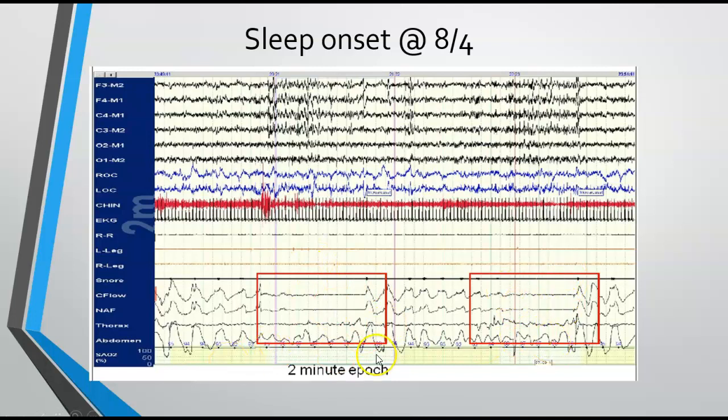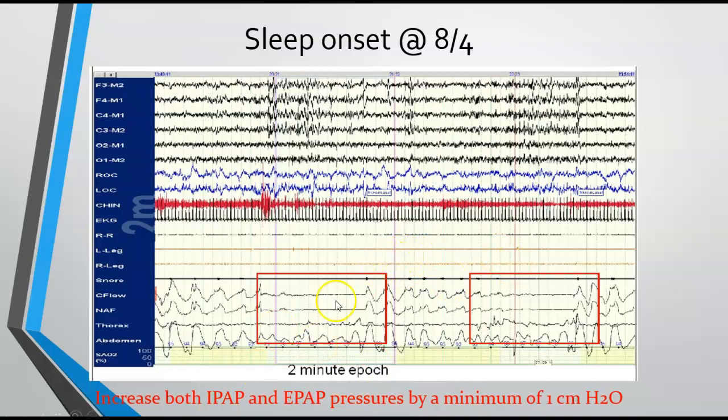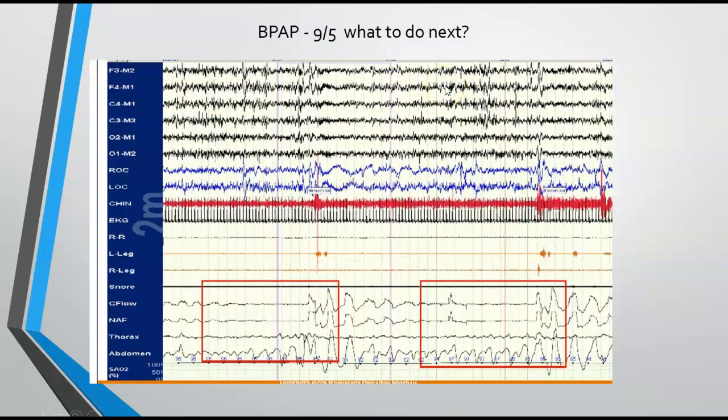And what you will do next, this is only a 2-minute window, and you will wait for a minimum of 5 minutes. You can wait a few more minutes, like 5 to 10 or 15 minutes, no problem, but you have to wait. Then after a few minutes, you increase the IPAP and EPAP because these are obstructive events, so you have to increase both. So minimum by 1 centimeter. It is already at 8/4.